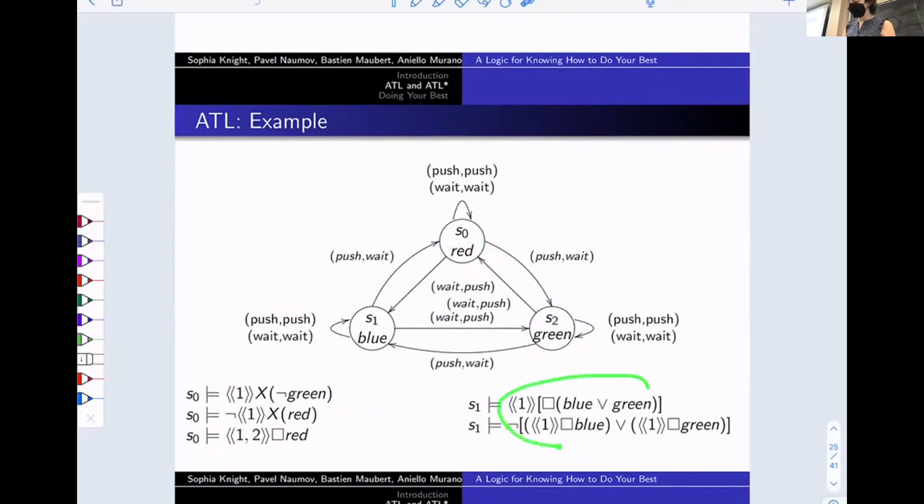Then you can have more interesting formulas with nesting and stuff. Like this last one says, it's not true that agent 1 can keep blue true forever or keep green true forever. But it is true that agent 1 can keep blue or green true forever. So like the second formula, you'd have to either have a path that stayed blue forever or a path that stayed green forever. This one here, it's okay to have a path that goes back and forth between blue and green. So you use nesting to express some more complicated properties.